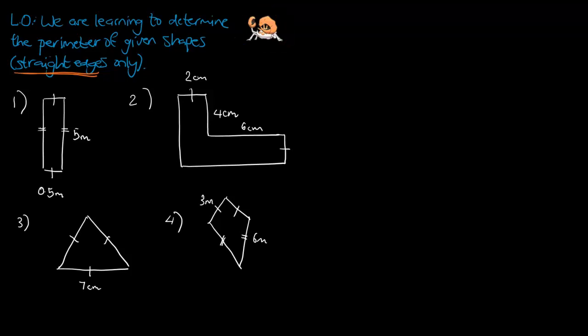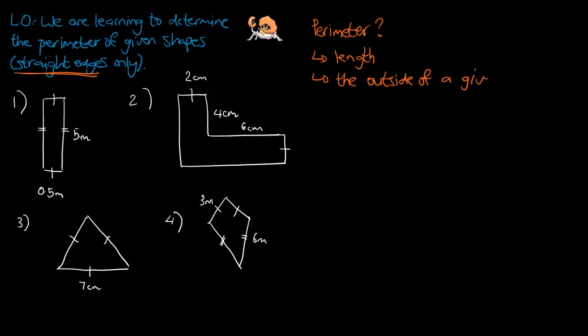So I guess the first thing we need to know is, well, what exactly is the perimeter? That's the key word for today's learning objective. The perimeter relates to length, and it relates to the outside of a given shape. So when you've been asked to determine the perimeter of a shape, you've been asked to find out how long the outside of a shape is.